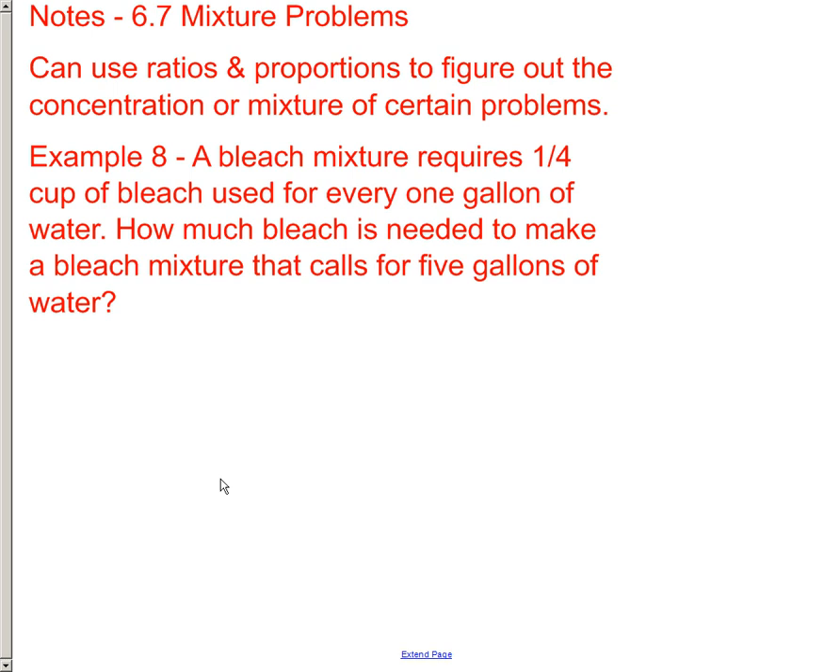Mixture problems. You've got to make a solution, and a lot of times it will set up a proportion, so work that out. Or like a concentration type of situation. This one, example 8. Anytime that you've used bleach, it has a ratio that you need to put in.